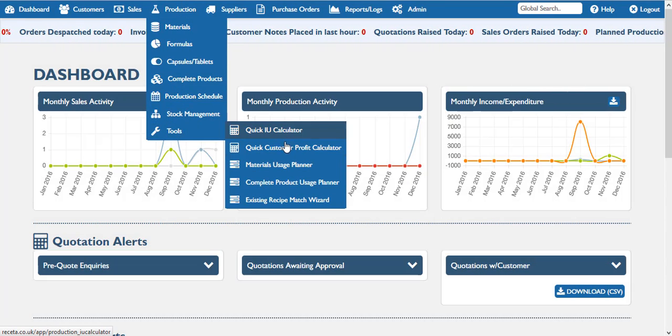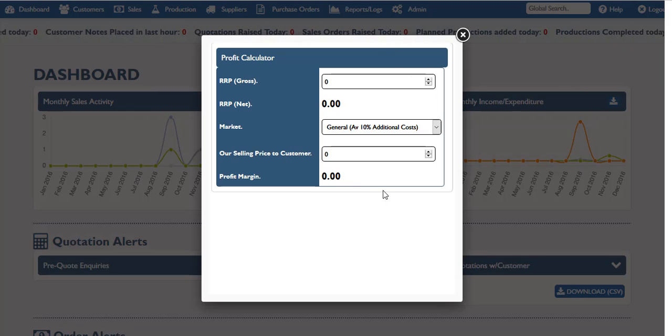If we now look at tools and then the quick customer profit calculator, we can use this tool in advance of sending a quotation to a customer, or even whilst in a telephone conversation with a customer, to give them a good idea as to the likely profit margin they can expect to receive for selling one of the products that we could produce for them.